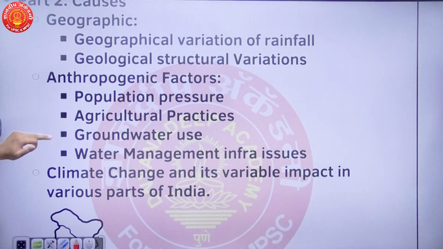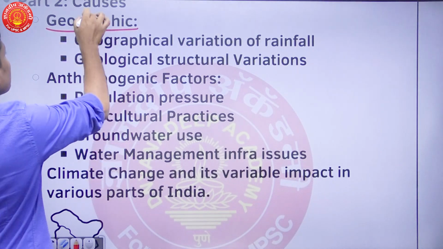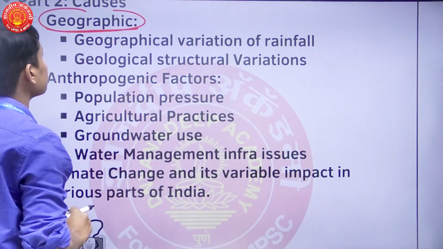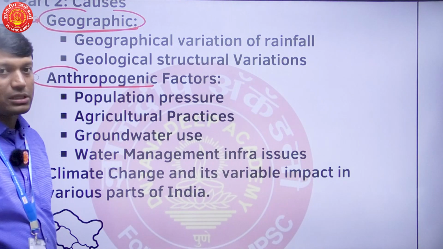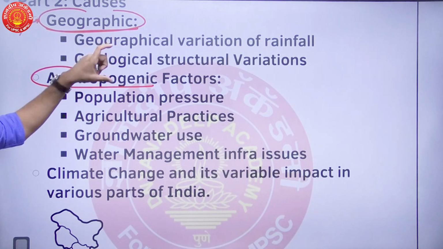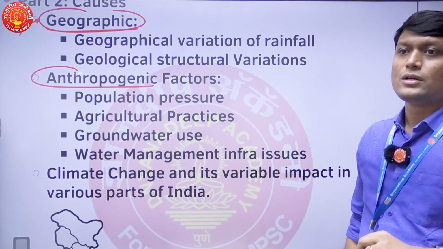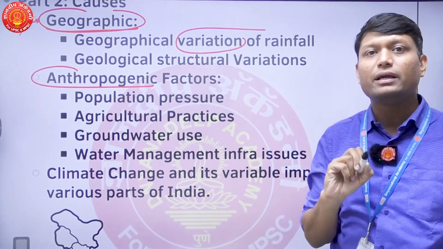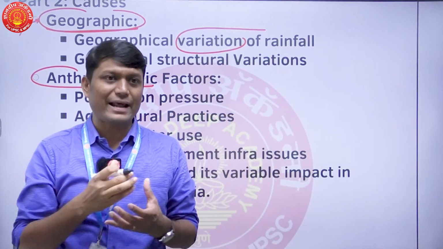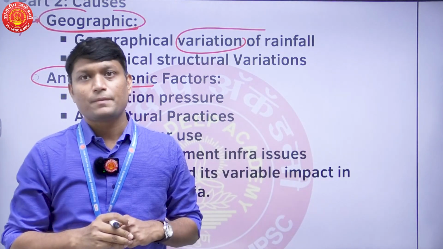Now, when it comes to causes, I have made two sections again: geographic causes and anthropogenic causes. When it comes to geographic causes, if we look at the spatial variation of rainfall in India, there is a great amount of variation. Not all regions of India receive an equal amount of rainfall. Western parts most of the time remain dry or arid, and a good amount of rainfall is received in the eastern parts of the country.